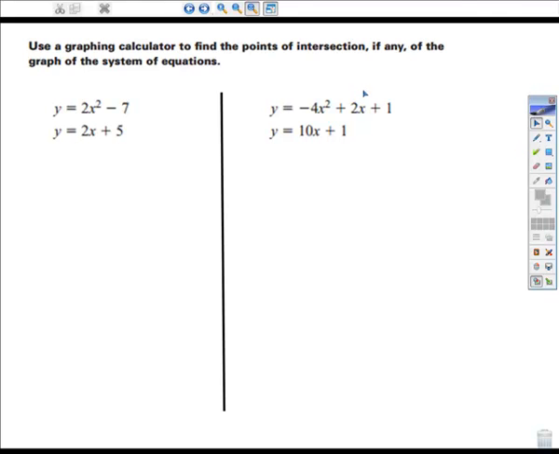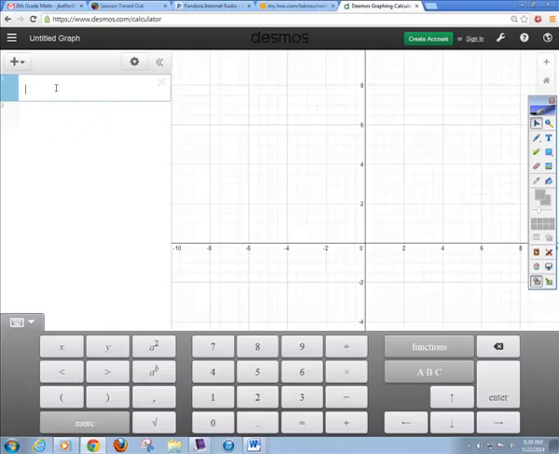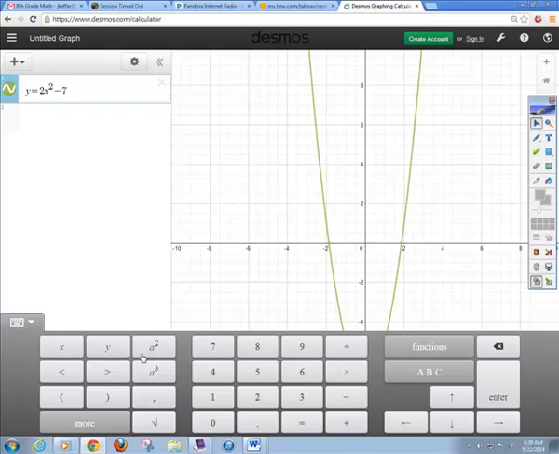What we're going to do now is use the graphing calculator. So yes, you do need Desmos. We're going to use the graphing calculator to find the points of intersection, if there are any, of the graph of the system. So this is nice that we have the graphing calculator online to do this. So I want you to go to Desmos. And in the first equation, I want you to type in y equals 2x squared minus 7. And then in the second equation, we'll type in y equals 2x plus 5.